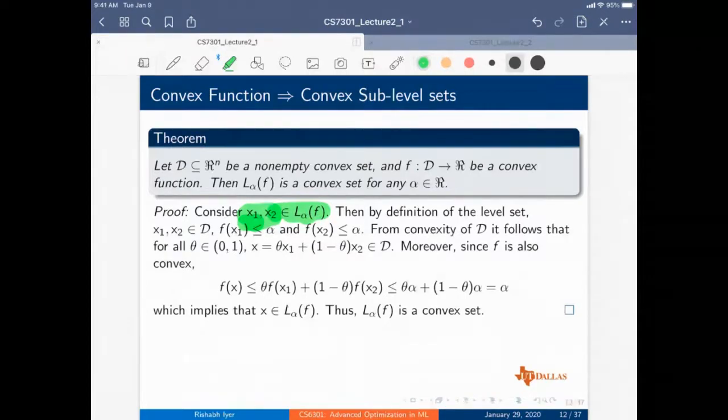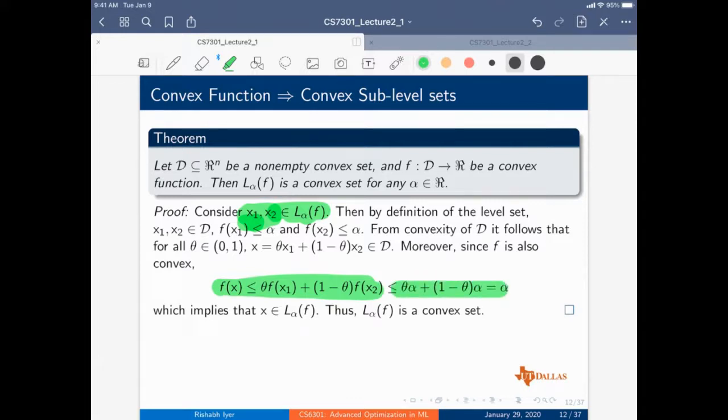And since they belong to L alpha, you have f of x1 less than or equal to alpha, f of x2 less than or equal to alpha. Then we use the convexity, right? So we have theta x1 plus 1 minus theta x2 also belongs to D. And then we use the convexity of f over here, plug in alpha, and then you get this.